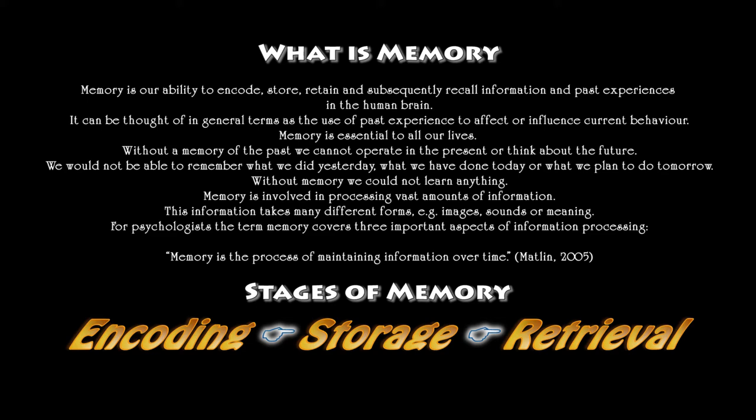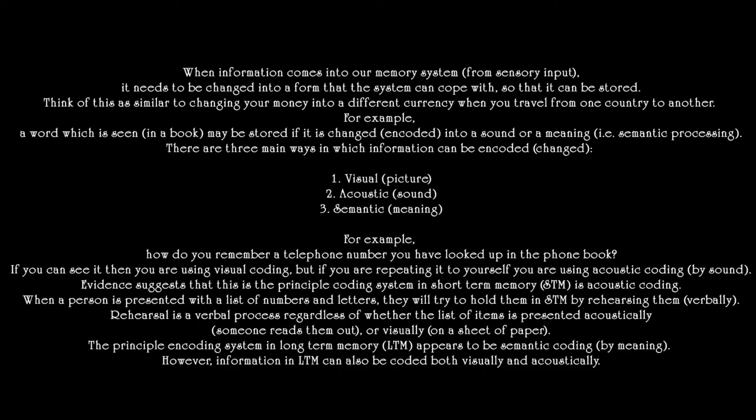Stages of memory: encoding, storage, retrieval. When information comes into our memory system from sensory input, it needs to be changed into a form that the system can cope with so that it can be stored. Think of this as similar to changing your money into a different currency when you travel from one country to another. For example, a word which is seen in a book may be stored if it is changed into a sound or a meaning, i.e. semantic processing.